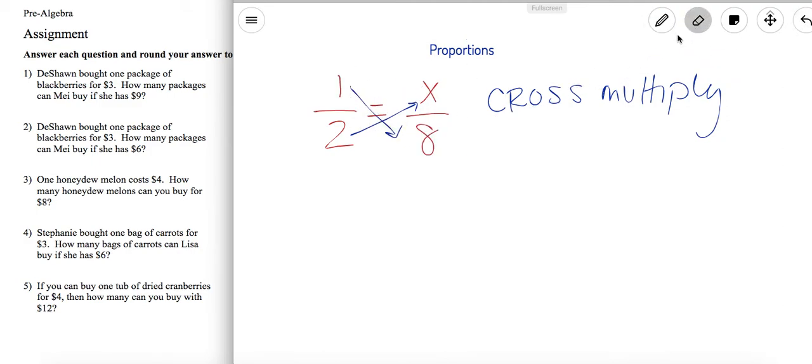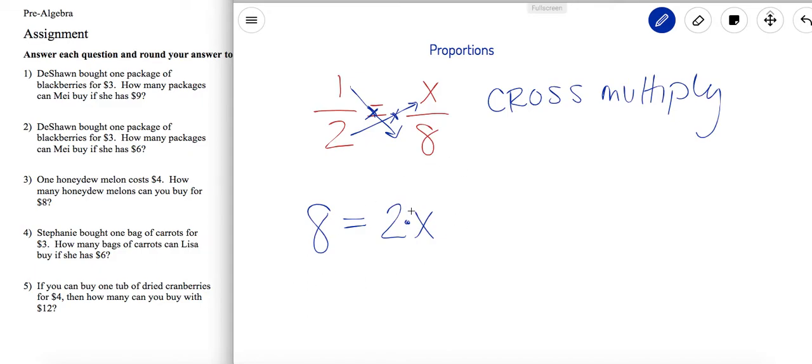Okay, so when we do this, we're going to take 1 and multiply it by 8. So 1 times 8 gets me 8. And then we're going to set it equal to whatever the other cross is, so 2 times x. 2 times x gets me 2x. We can't really combine them, so we leave them as 2 times x.